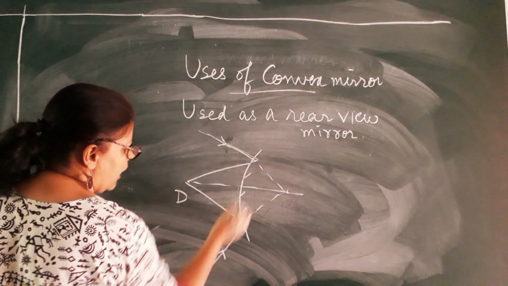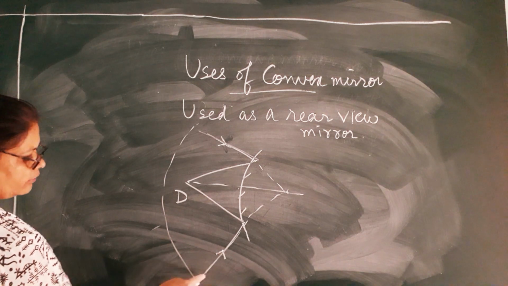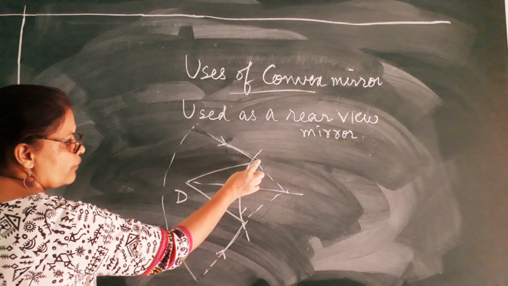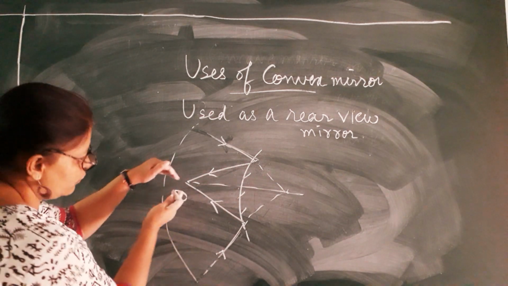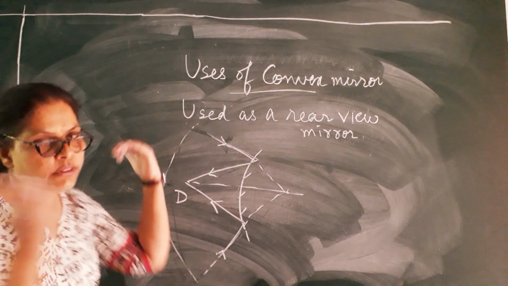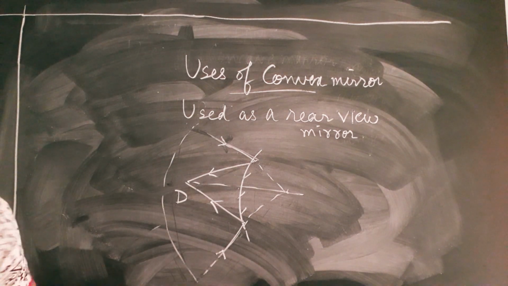This light which is coming from far off, see how much area it is covering. These rays are coming and striking the mirror, and after striking the mirror it reaches the driver. So therefore, sitting inside, the person is able to take a wider view of the traffic behind him, and therefore it is used as a rear view mirror, because the image is formed here.